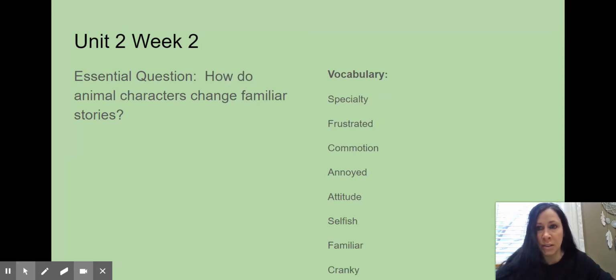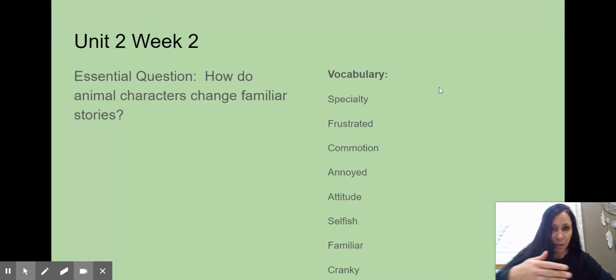Unit 2, Week 2, essential question, how do animal characters change familiar stories? And here's the vocabulary words here. This week will take us right up until the break. So we're finishing Unit 2, Week 1 this week. Next week, we'll start Unit 2, Week 2, and we'll finish before the break.